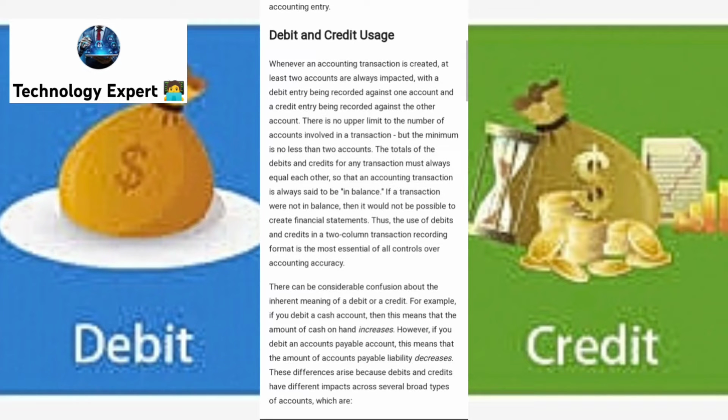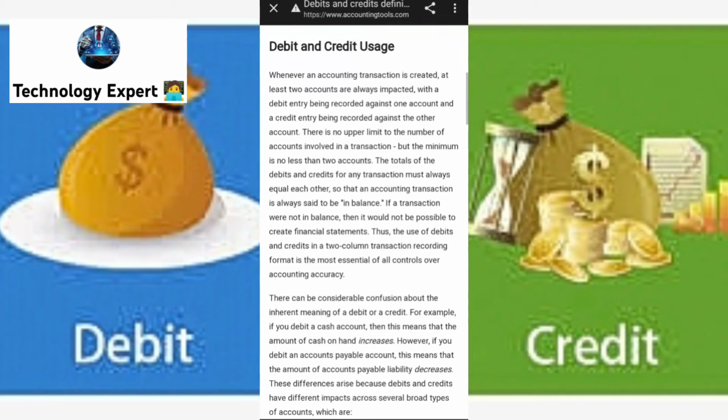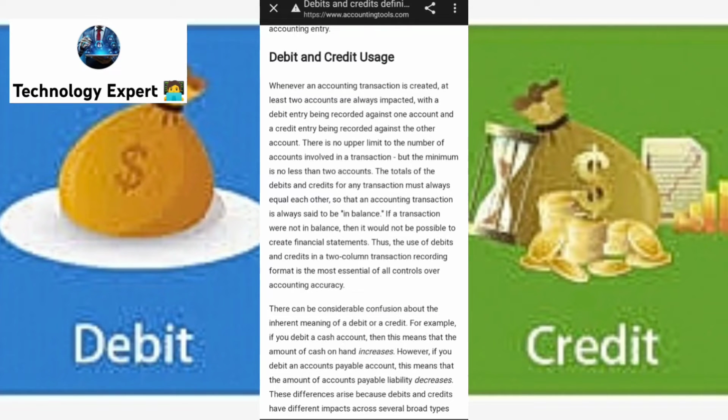Here we have the usage of debit and credit. Whenever an accounting transaction is created, at least two accounts are always impacted, with a debit entry being recorded against one account and a credit entry being recorded against the other account.